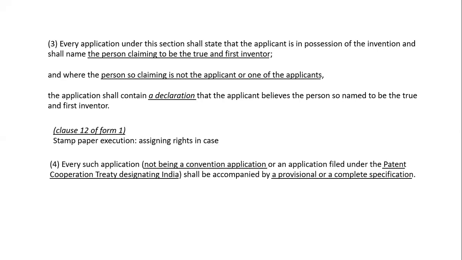Now the 4 is every such application shall be accompanied by a provisional or a complete specification. We are talking about the ordinary application. Only ordinary application में ही होगा कि हम provisional file कर सकते हैं, provisional followed by the complete application. Conventional application and PCT application, we have to file direct complete specification only.